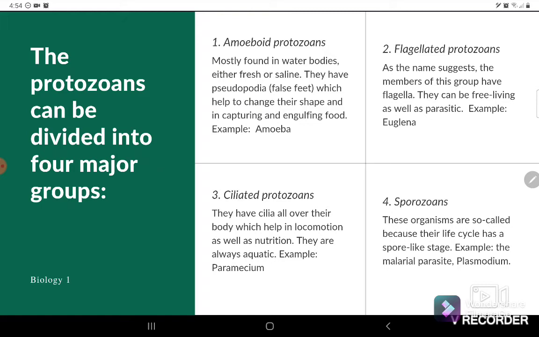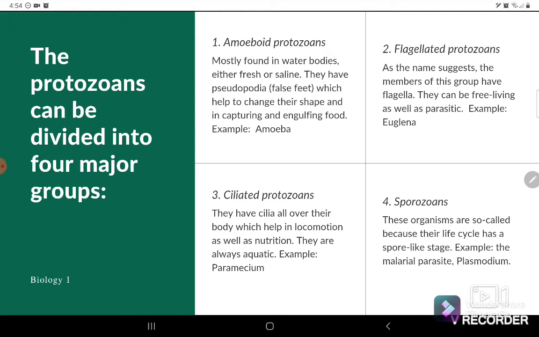Okay, as well as their nutrition. So they are always aquatic. An example of a ciliated protozoan is the paramecium. Based on these three groups of protozoans, we can see immediately that they are distinct in the way they move: the pseudopodia in the amoeba, flagellum for the euglena, and cilia for the paramecium.